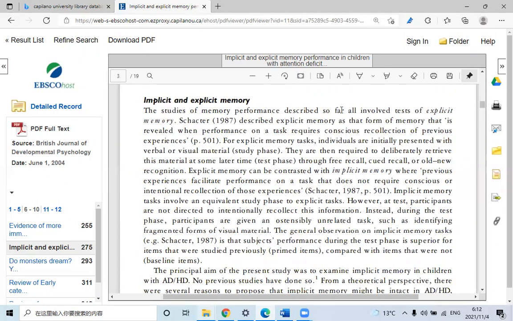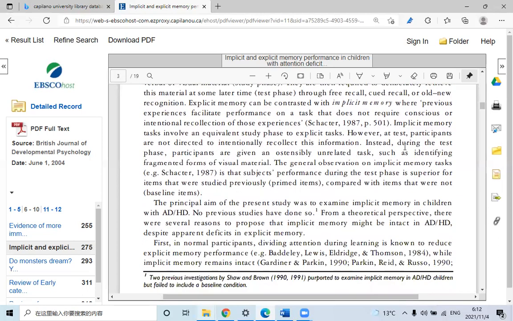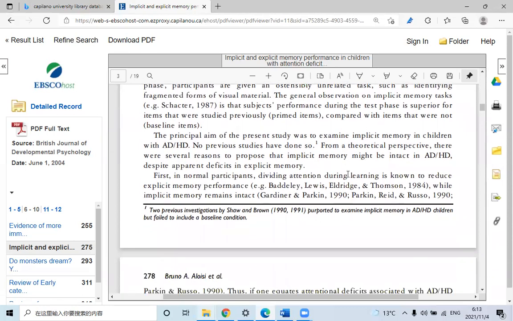The study of memory performance described so far all involve tests of explicit memory. Schacter described explicit memory as that form of memory that is revealed when performance on the task requires conscious recollection of previous experience. Yeah, this is the definition of explicit memory. It's very compatible with the textbook. We get the same information from the textbook. They give a definition of implicit memory and explicit memory. Implicit memory, where previous experiences facilitate performance on a task that does not require conscious or intentional recollection of those experiences. Yeah, so that's a definition. And it's the same as the one we got from the textbook. So we are looking in the right direction. We're looking at the right information.